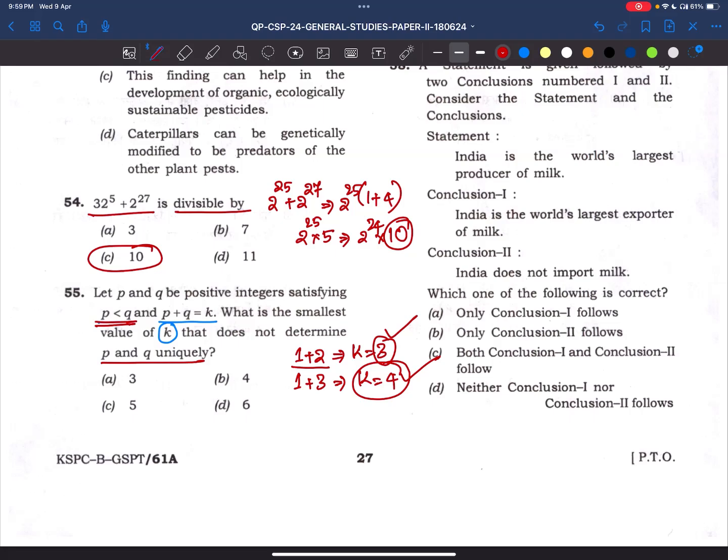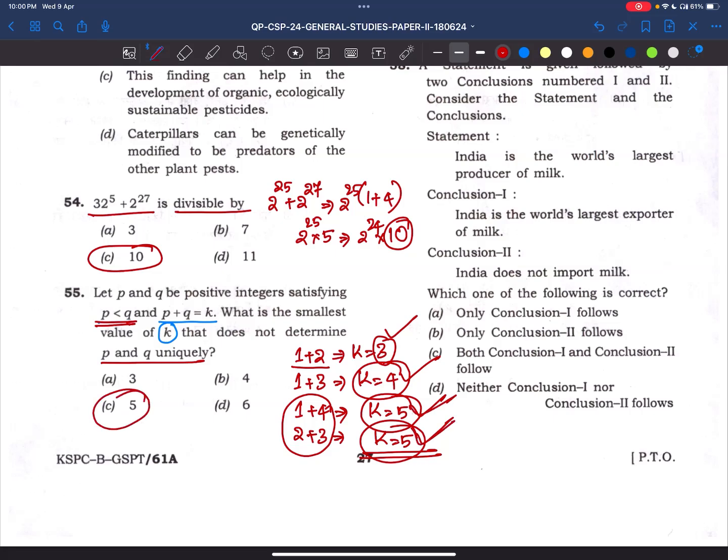Now see, if we take 1 plus 4, then K will become 5. Same 5 can be represented as 2 plus 3, right? So K is equal to 5 here also. See here, we are getting the same K value, but with different values of P and Q. That means this is the smallest sum possible, right? So there are many numbers which cannot be determined using P and Q uniquely, but it is asking for the smallest value. Smallest value is what? K is equal to 5. Answer is C. Okay.